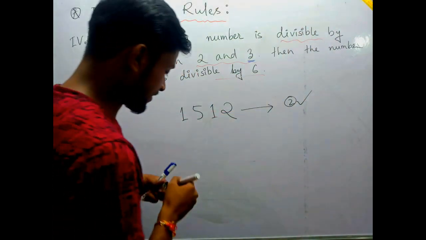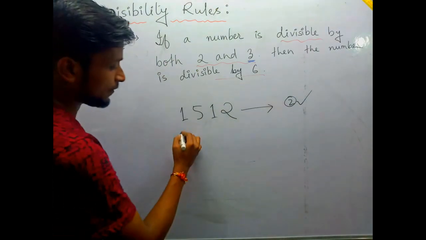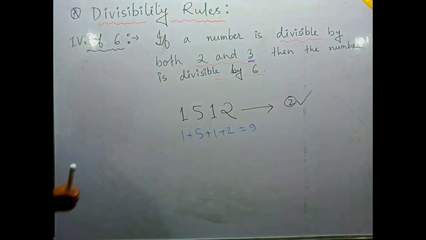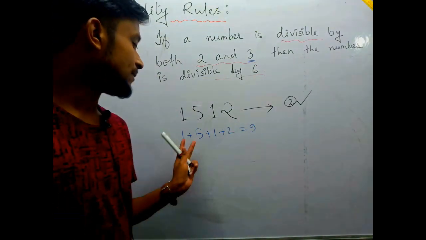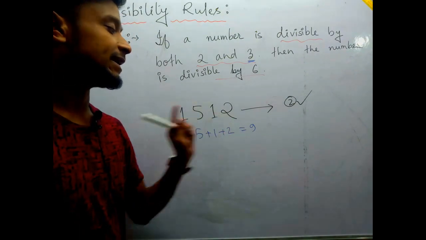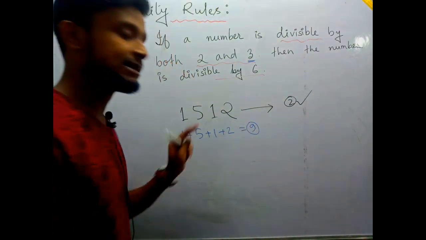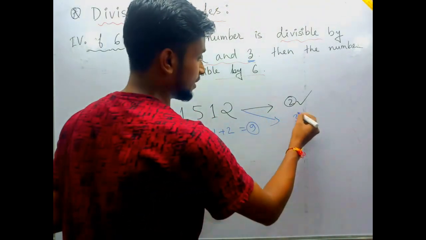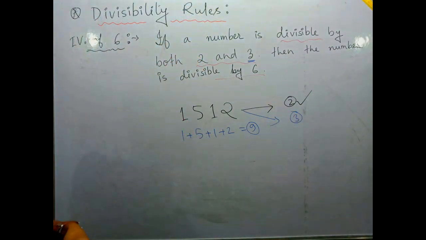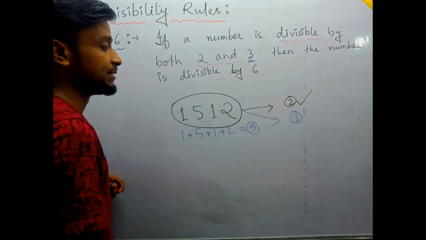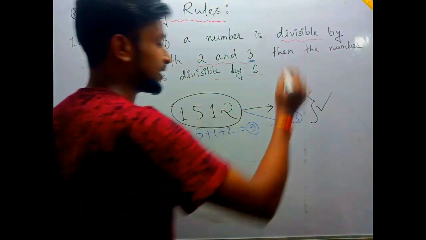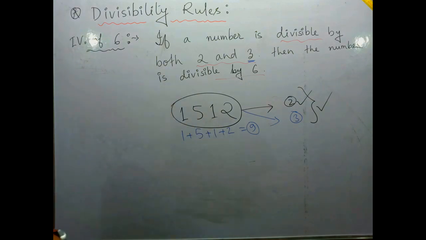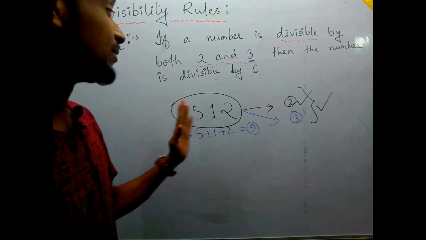Clear? So now check for 3. 1 plus 5 plus 1 plus 2 is what? 9, right? 1 plus 5 is 6, 7, 8, 9. So since this 9 is divisible by 3, we can say that this number is also divisible by 3. So as you can see, this number is divisible by both 2 and 3. So directly you can say that it is a number which will be divisible by 6, right? So it is a multiple of 6.